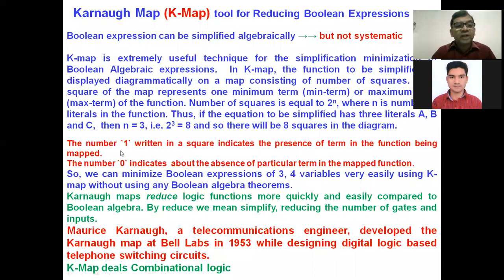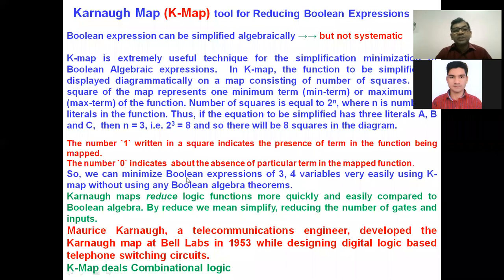The number 1 written in a square is an important thing. If a 1 is written in a square, it indicates the presence of that term in the function being mapped, while the number 0 indicates the absence of that particular term in the mapped function. In other words, in the K-map, we will consider the squares where 1 is shown.